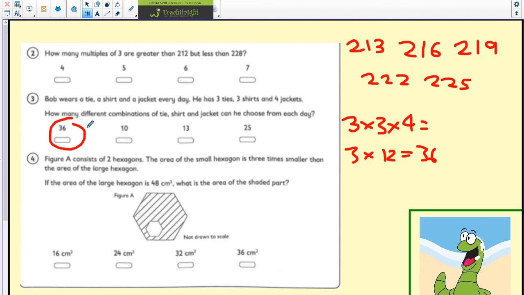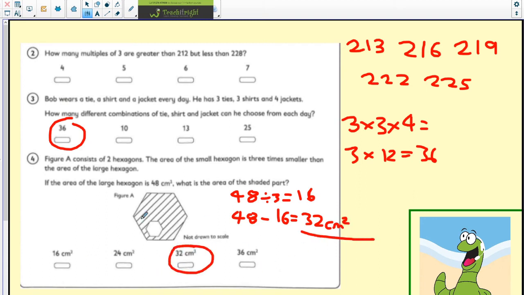Number 4, a figure consists of 2 hexagons. The area of the small hexagon is 3 times smaller than the area of the large. The area of the large is 48. So if the area is 48 for the big, the small one is 3 times smaller, so it's going to be divided by 3. And then whatever that is, we simply have to take away the difference. So that's going to be 16, and then 48 minus 16, which is 32 centimeters squared. There you go, that's the answer for that one.